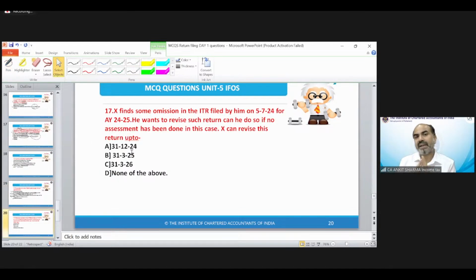Now, X finds some omission in the ITR filed by him on 5th July 2024. For assessment year 24-25, he wants to revise such return. Can he do so? If no assessment has been done in this case, X can revise this return up to which date?